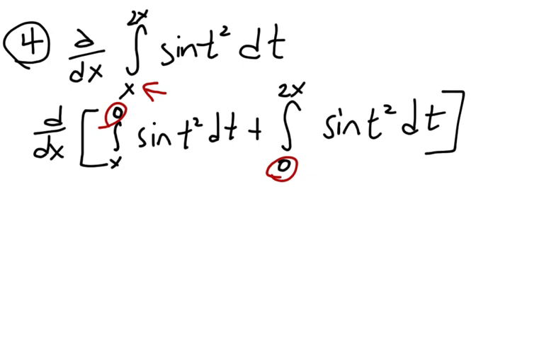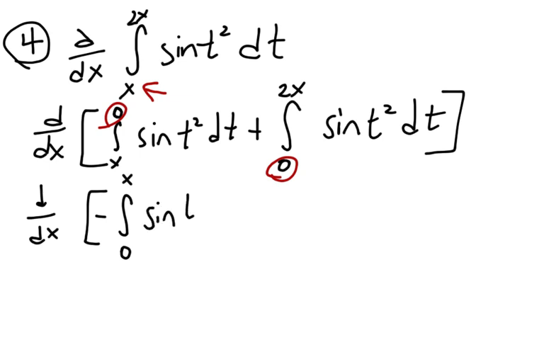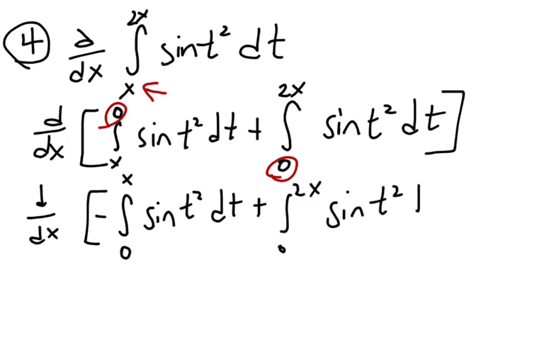And now, remember the constant is supposed to be on the bottom, the lower limit of integration. So I'm going to take this first one and switch it by putting a negative in front of it. And now I can distribute the d dx. Essentially, I'm taking the derivative of a sum, so the derivative applies to each piece of that sum.